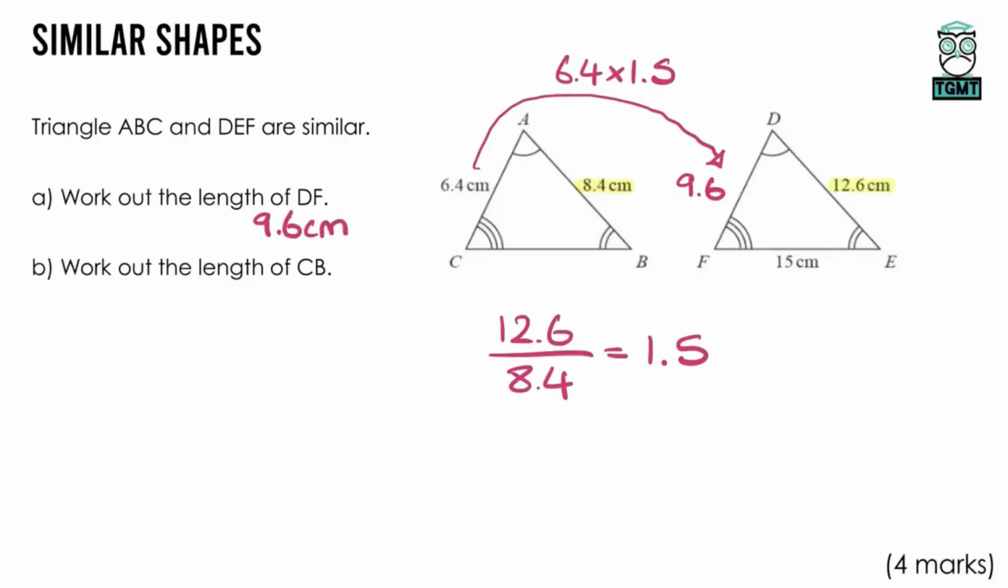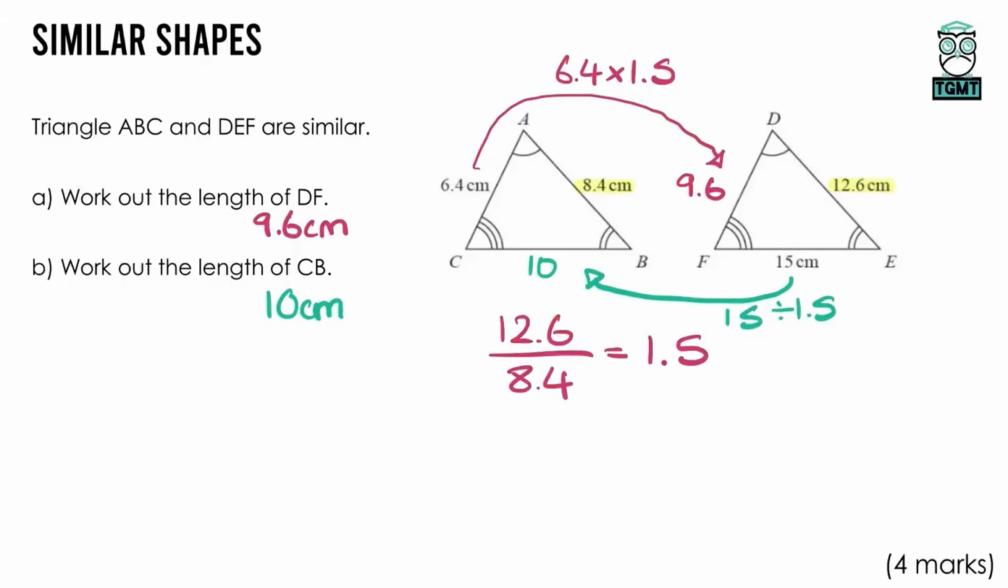For the other part of the triangle, it says work out the length of C to B. Now that is going from the 15 back to the smaller triangle. So we would divide by 1.5. And we're doing 15 divided by 1.5. 15 divided by 1.5 is 10. So our answer for that would be 10 centimetres.